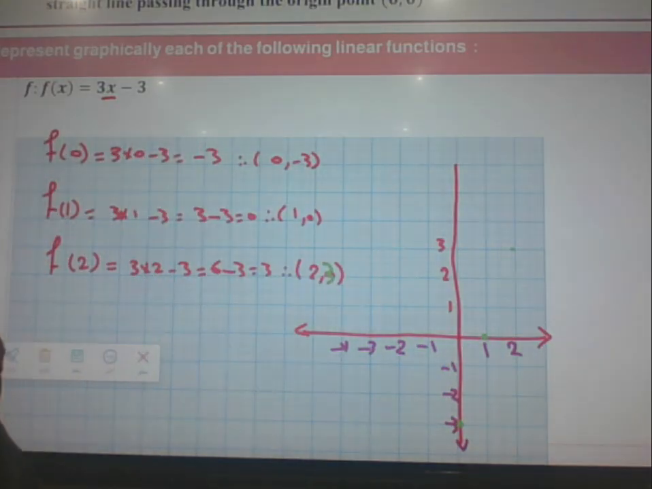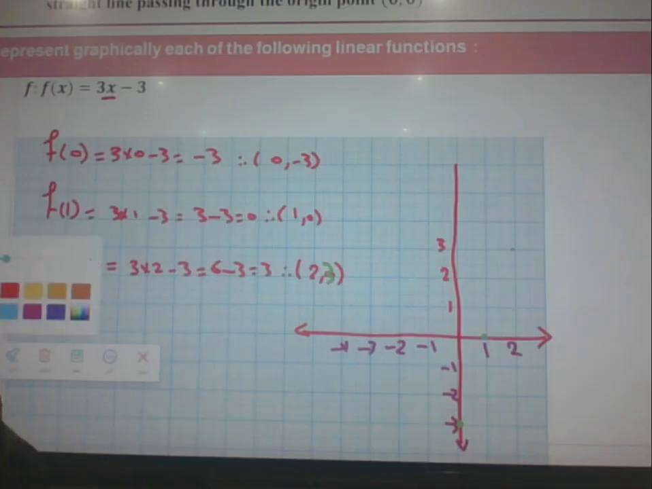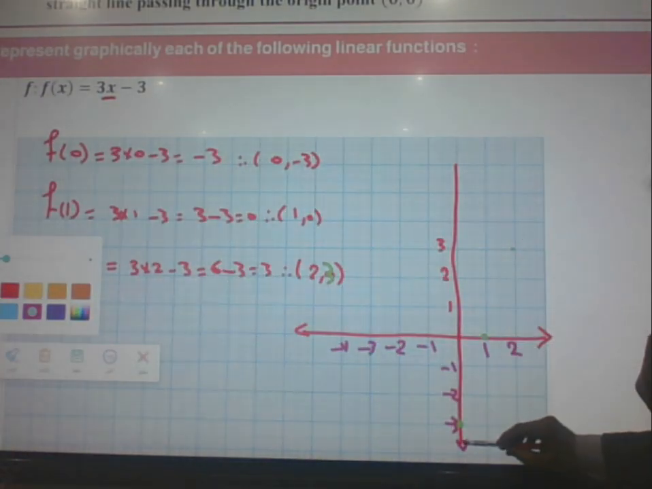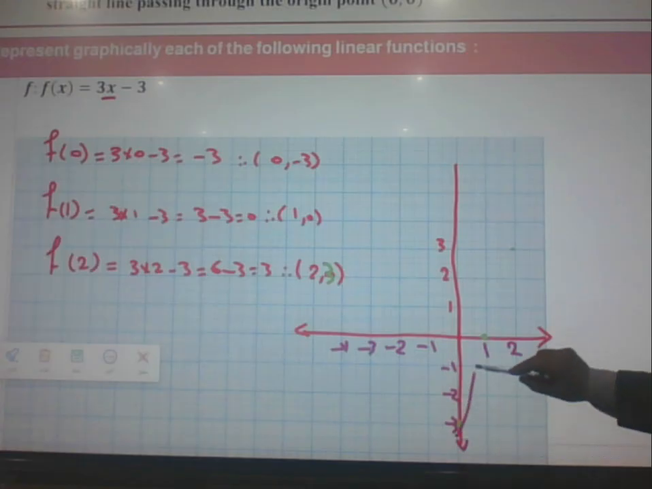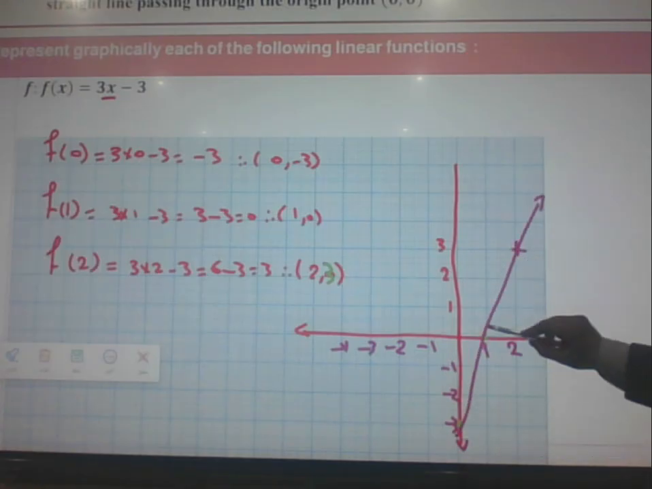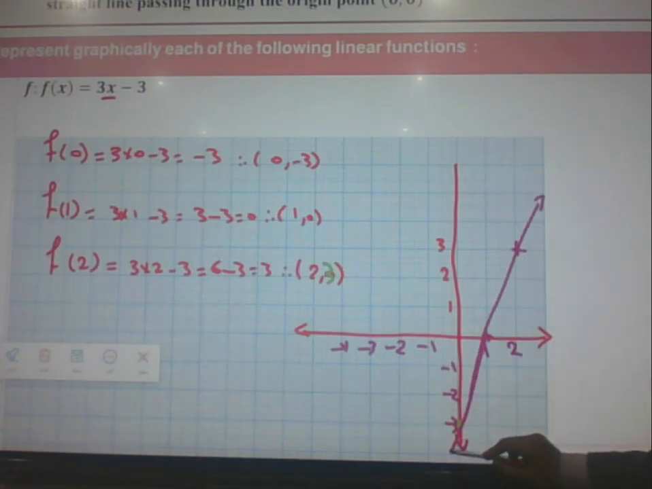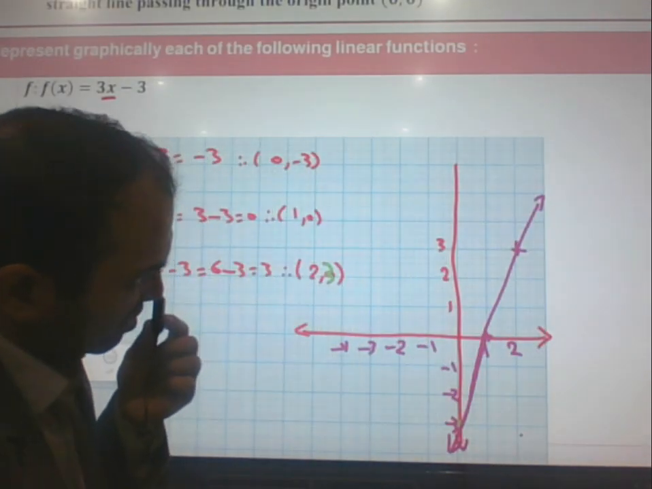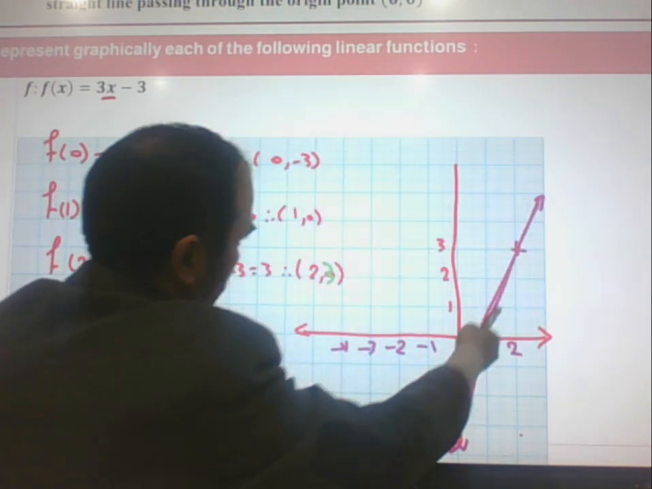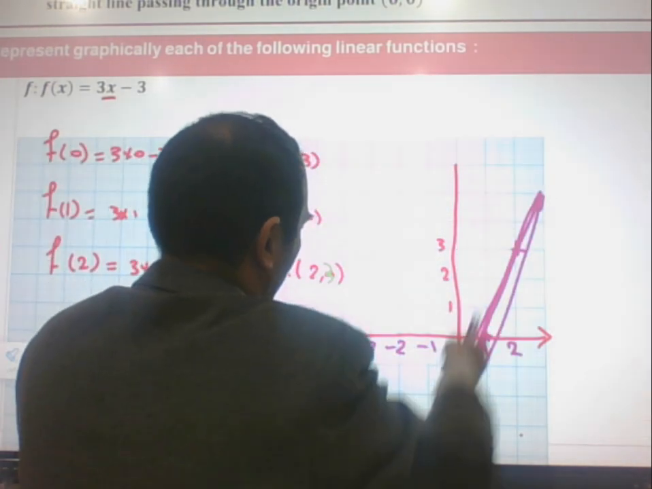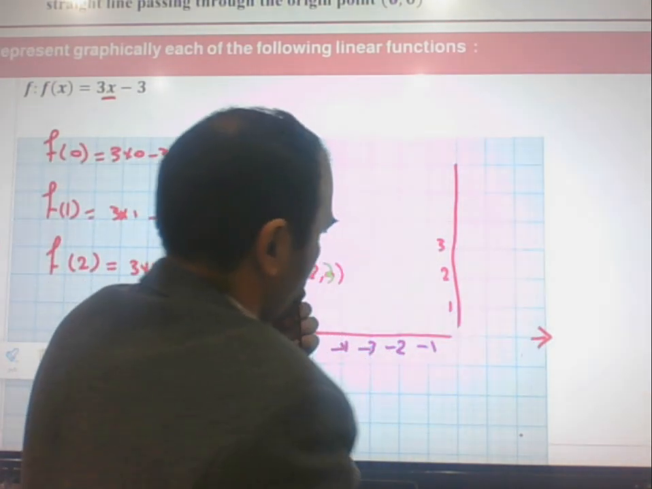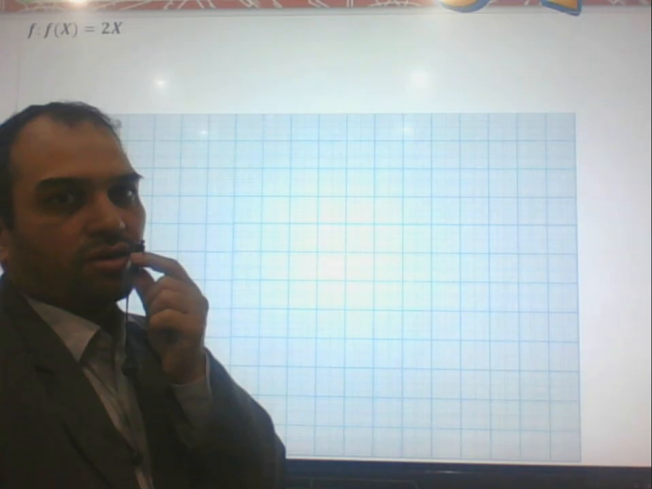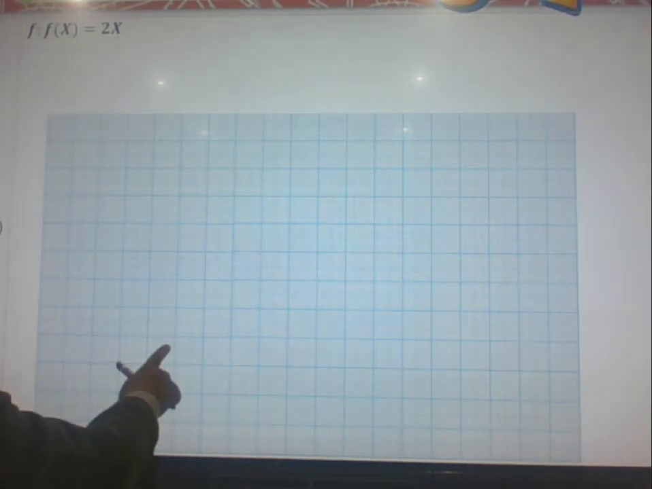Okay. Now you can draw the straight line passing through the 3 points like this. You can use a ruler to draw the straight line, and draw the line passing through the 3 points. Okay, understood. Okay, next question here: f of x equals 2x.